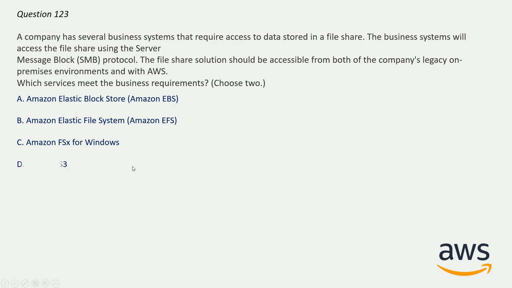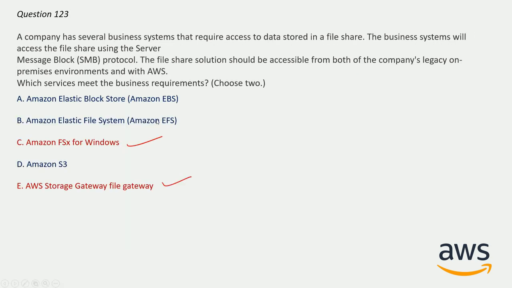And the correct answer here will be options C and E. Amazon FSx for Windows, AWS Storage File Gateway. And both these options C and E are correct because by using Amazon FSx File Gateway for on-premises and FSx for Windows on cloud, the application can provide access to SMB both on-premises and on the cloud. So options C and E are correct here.